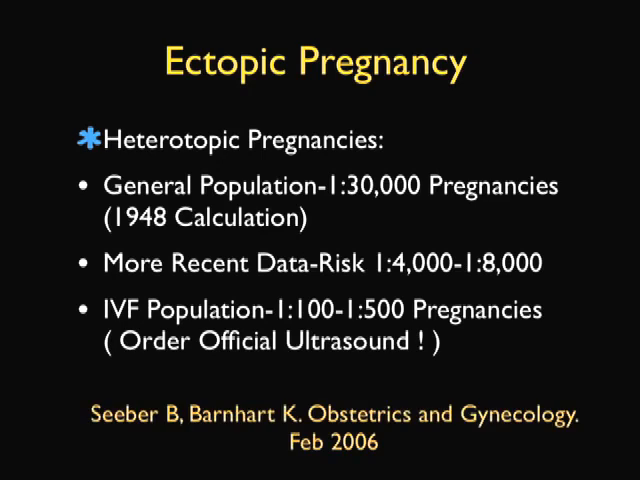However, more recent data show an increased risk of heterotopic pregnancy, mainly because of the increasing amount of in vitro fertilization in our population. In the general population, the risk is now thought to be as high as 1 in 4,000 to 1 in 8,000, but in the in vitro fertilization population, it can be as high as 1 in 100 to 1 in 500. In this patient population, it's always important to get an OBGYN consult, even if you see an intrauterine pregnancy, as the risk of heterotopic pregnancy is relatively high.